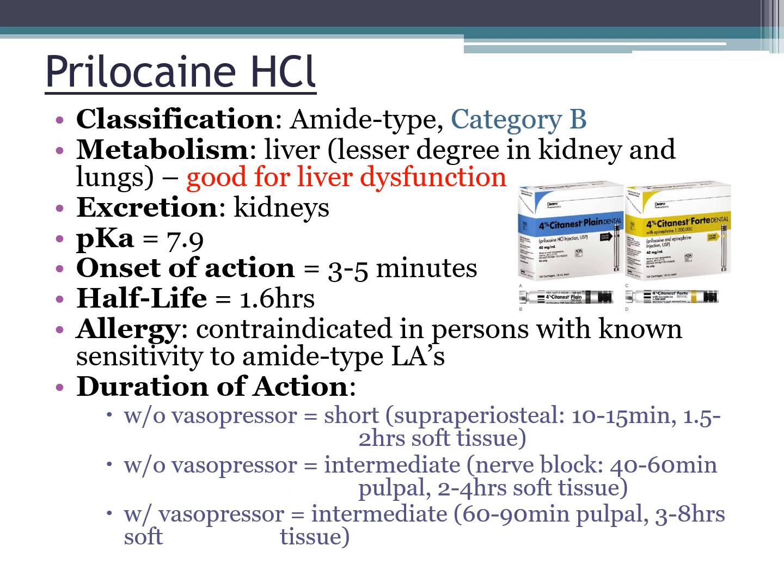Prilocaine, two I's, is an amide type category B. It is metabolized in the liver, but to a lesser degree in the kidney and lung. So it is good for liver dysfunction. It is excreted in the kidneys. Onset of action 3 to 5 minutes. It is contraindicated in persons known to be sensitive to amide type local anesthetics.